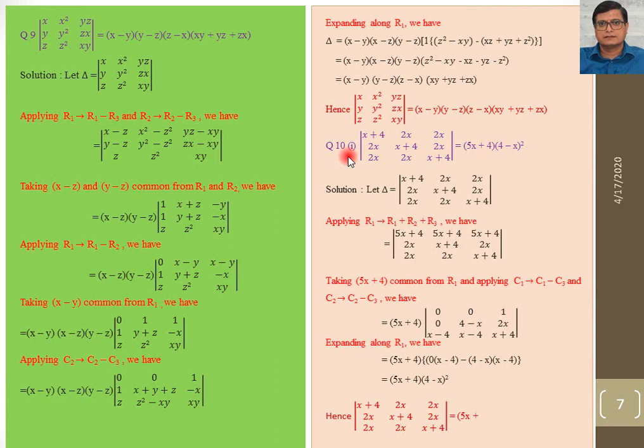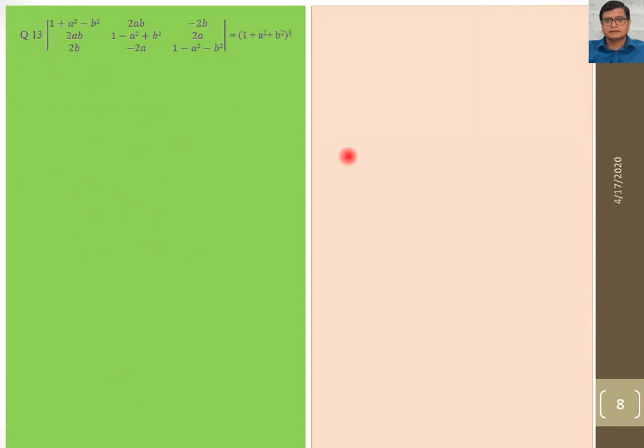Now I am moving to question number 13. In question number 13, the given determinant contains these elements: 1 plus a square minus b square, and similarly the second and third elements of R1. In R2, 2ab, 1 minus a square plus b square, 2a are the elements of R2, and we have the elements of R3.